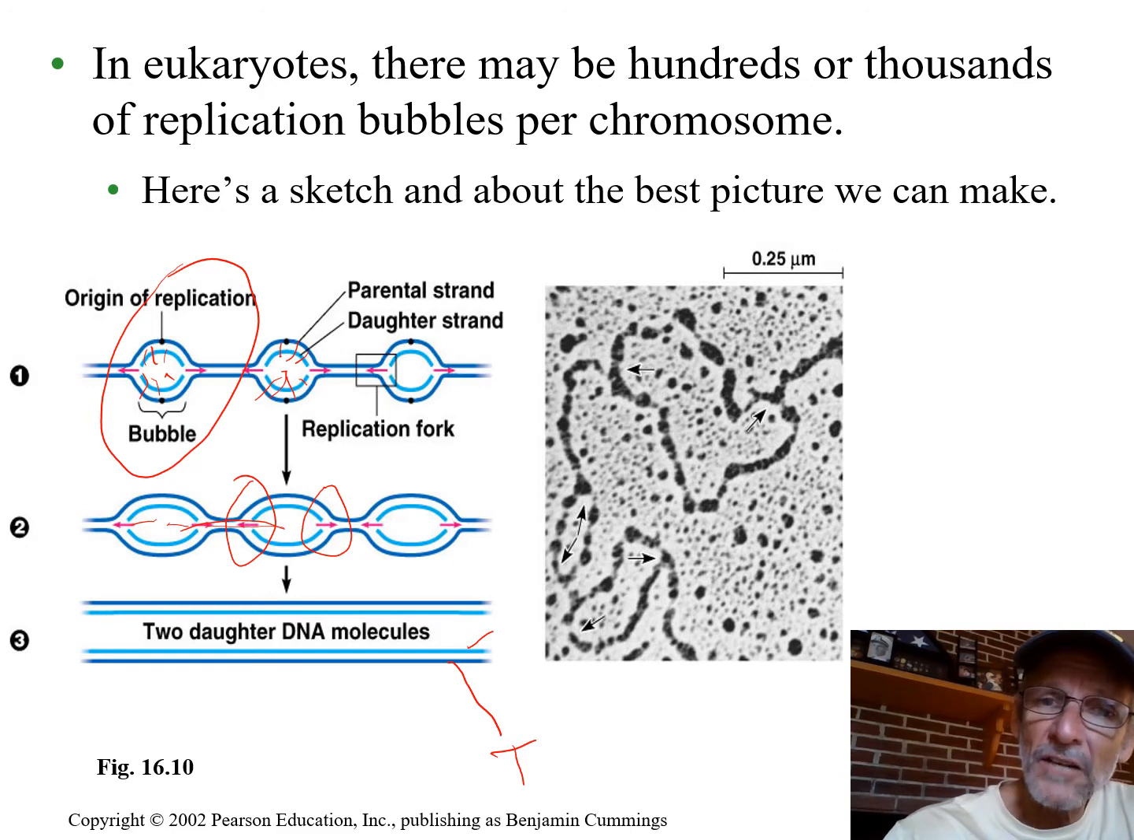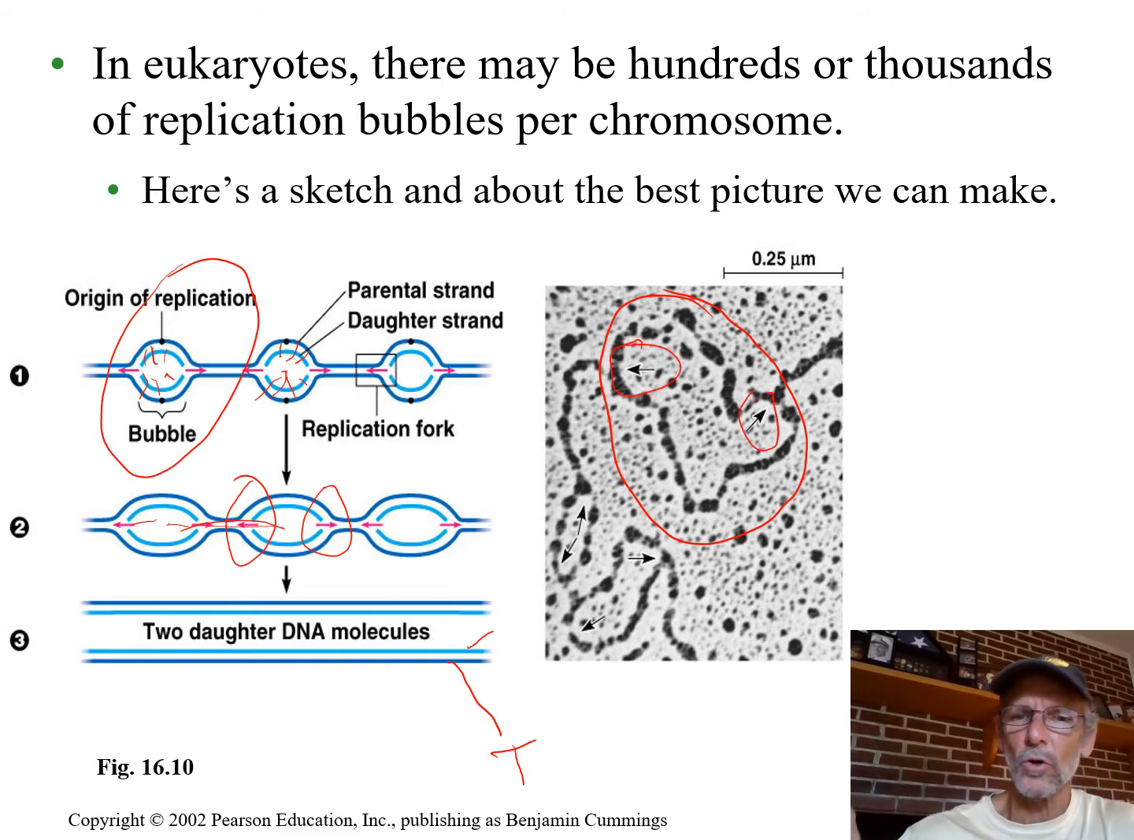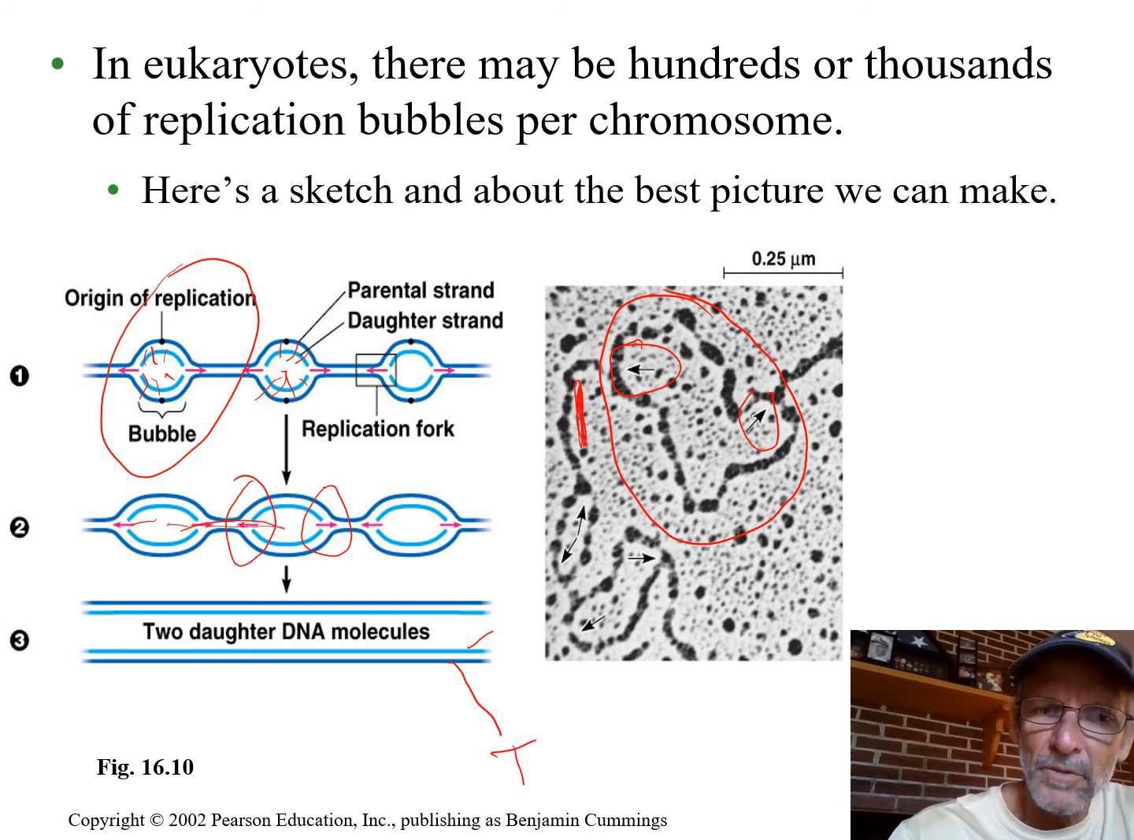So here is an actual micrograph. This is about as good as you can take this. This is a very small, thin molecule. This is an electron micrograph of a replication bubble. Those arrows were pointing to two replication forks, right? This is the part that hasn't been unzipped yet in between, and here's another replication bubble.